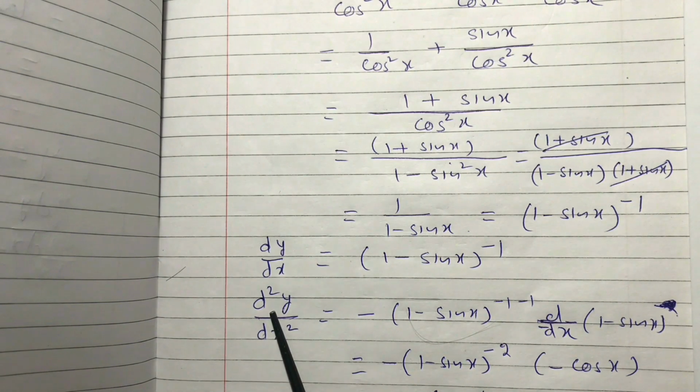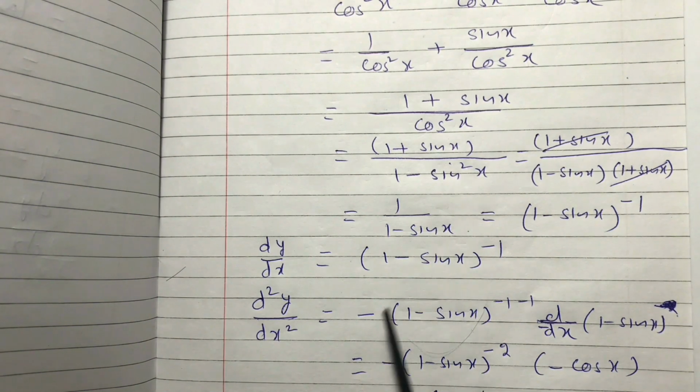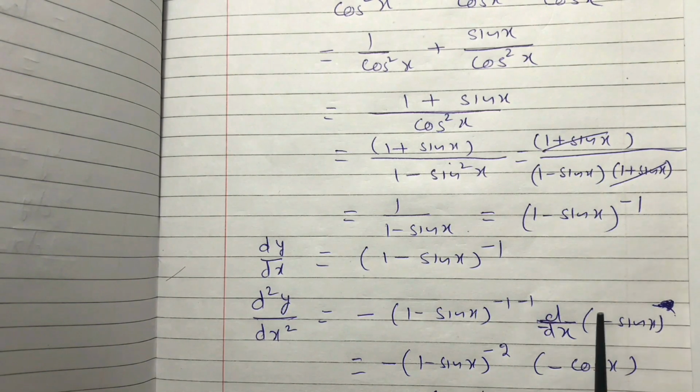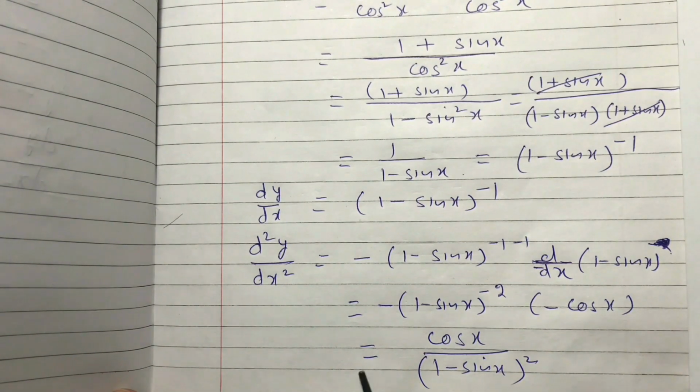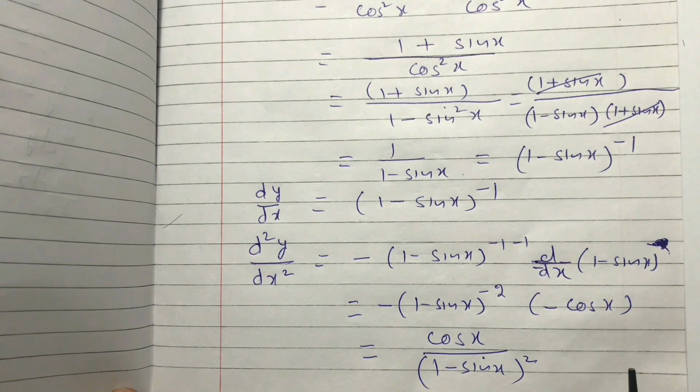Now I am to find the second derivative, that is d square y upon dx square. This is equal to differentiate this with respect to x. So I'll have minus 1 minus sin x raised to power minus 1 minus 1, d by dx of 1 minus sin x. Now this is equal to minus 1 minus sin x raised to power minus 2, and differentiation of this is equal to minus cos x. Now this is equal to cos x, minus minus plus, so I'll have cos x in the numerator, 1 minus sin x whole square in the denominator. This is what we want to prove.